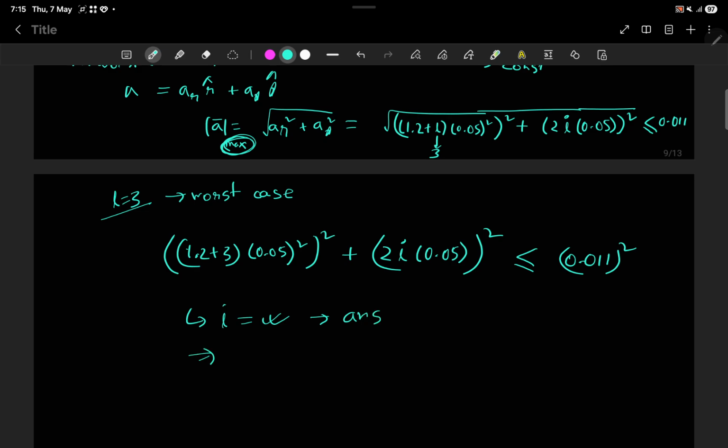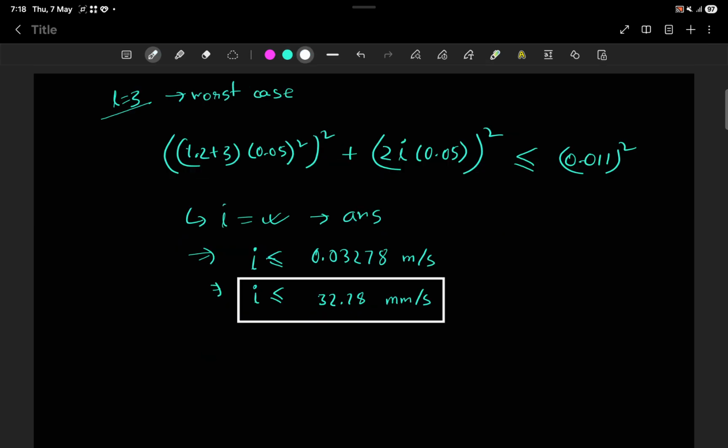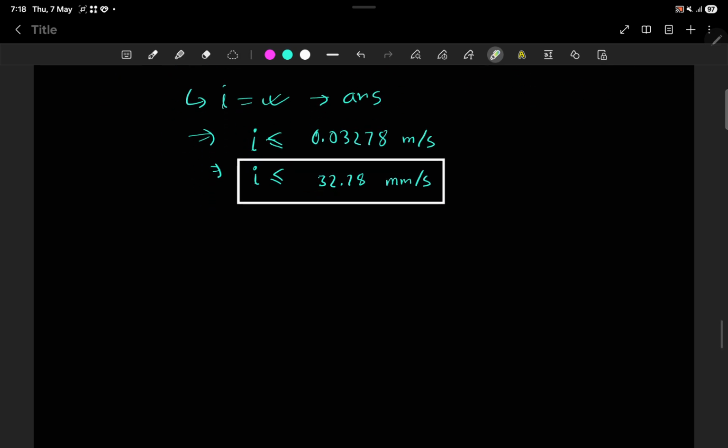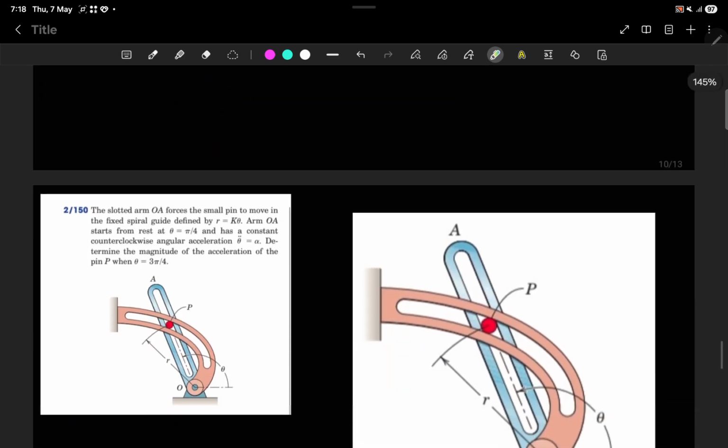So let us calculate that. Okay, so we have calculated this one. So the maximum value will be this one. So L dot can have maximum value of this. This is the worst case scenario. So this is my answer. Okay, so moving on to the next question.